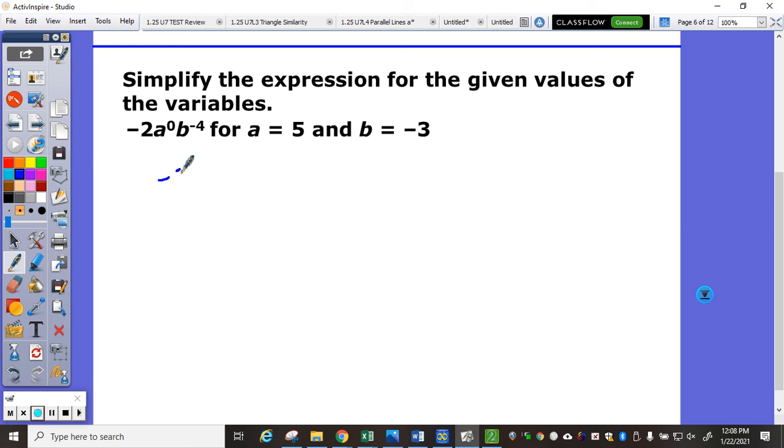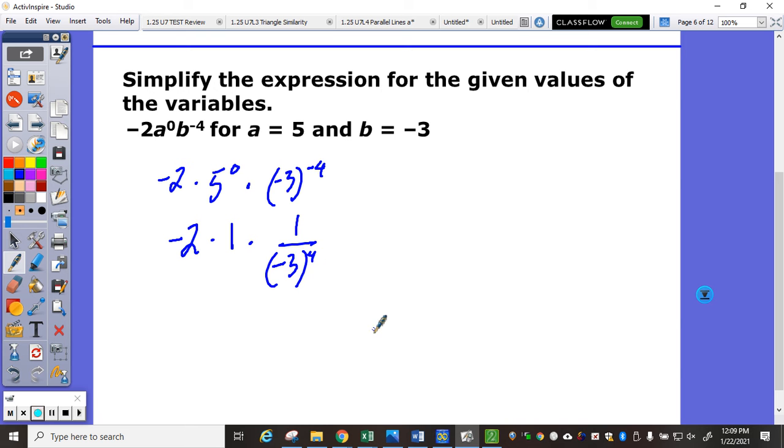All right, so here we have negative 2 times 5 to the 0 times negative 3 to the negative 4. So we have negative 2 times 1 times 1 over negative 3 to the positive 4. So this is going to give me negative 2 times 1 over 81, which would give me negative 2 over 81.